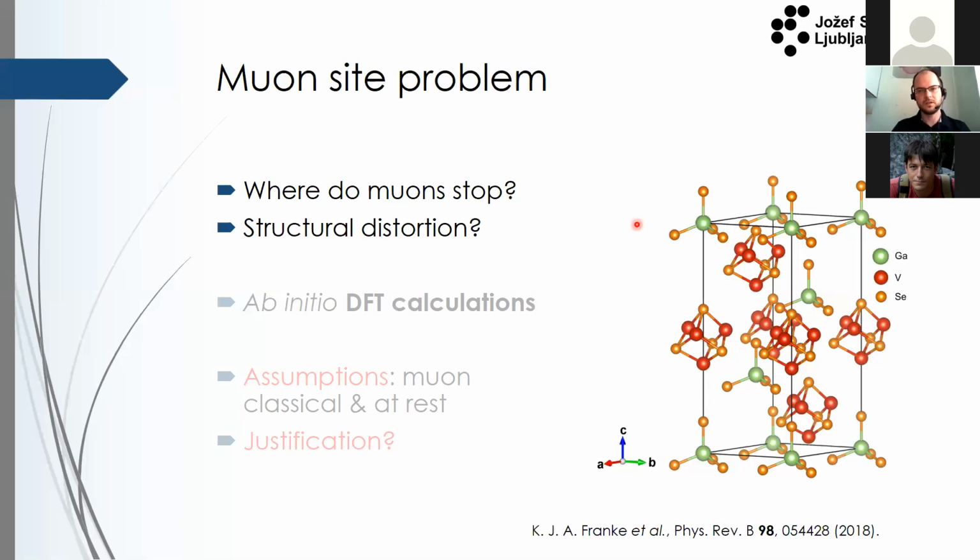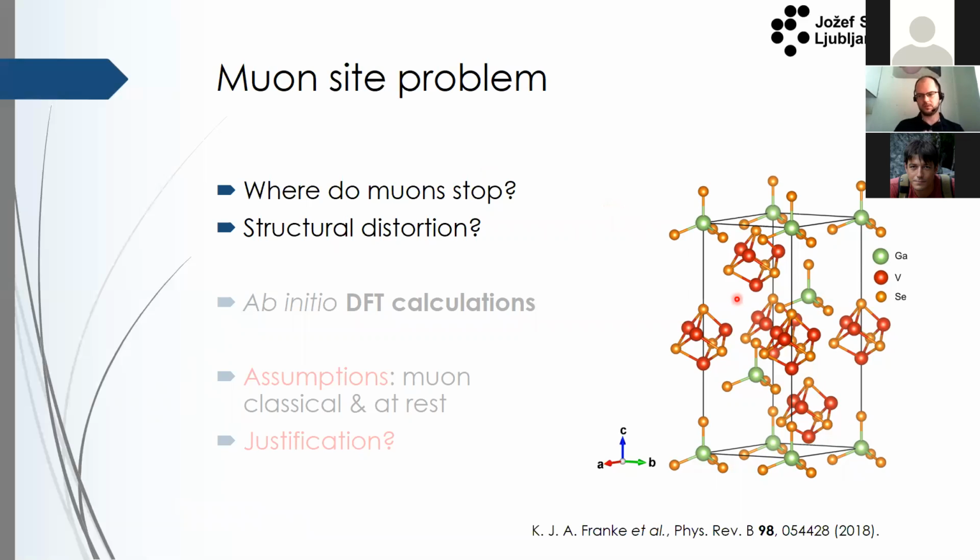Really, even though it's a very nice technique, it has some issues when it comes to being quantitatively precise sometimes because of the muon site problem. So once we have our sample, which is usually a crystal, like what is shown on the right-hand side here, a unit cell of a crystal, how do we know where the muon will sit inside this crystal?